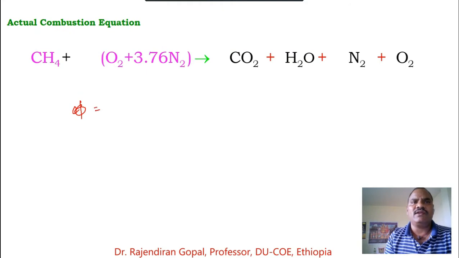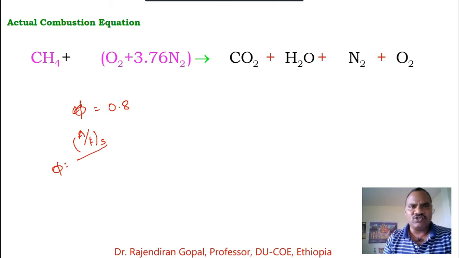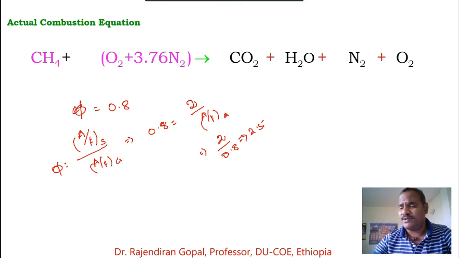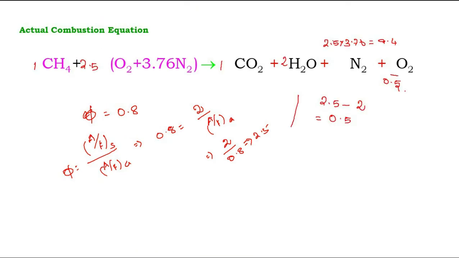They are given that the equivalence ratio is equal to 0.8. The equivalence ratio is the ratio of stoichiometric air fuel ratio over the actual air fuel ratio. Now this equivalence ratio is equal to 0.8, the stoichiometric air fuel ratio is equal to 2, so the actual air fuel ratio is equal to 2 divided by 0.8, that is equal to 2.5. So the combustion equation becomes 1 kilomole of methane reacted with 2.5 kilomole of air produces 1 kilomole of CO2, 2 kilomole of H2O and 9.4 kilomole of N2.